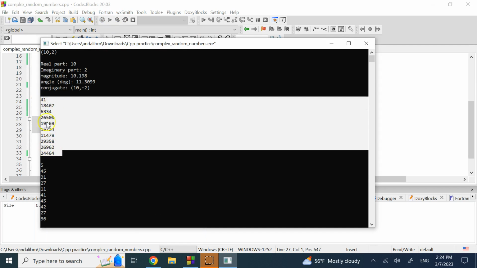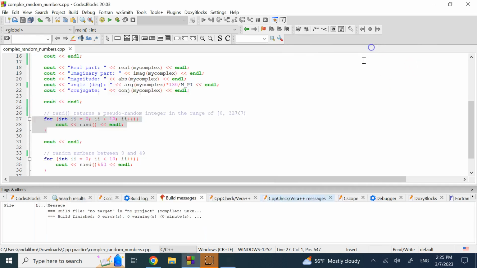Clearly none of them is repeating any of the previous ones. They look random, and they are in the range 0 to 32,000. The more numbers you generate, the more you see that they are not really repeating. Now, it's pseudo-random. That's a discussion of its own. Why do we call it pseudo-random and so on? If you want, look it up.